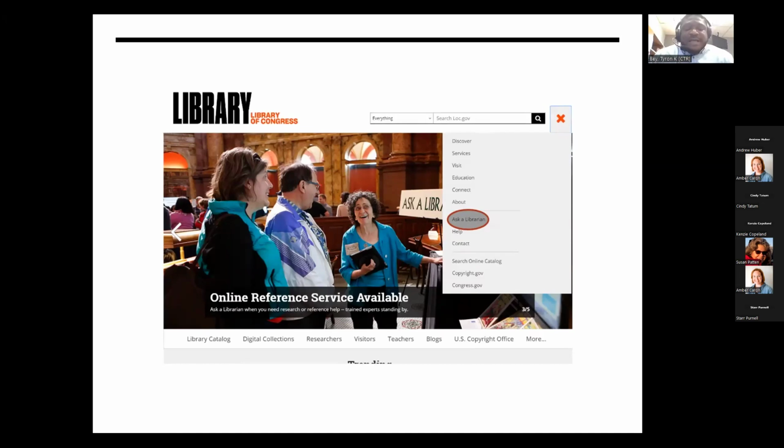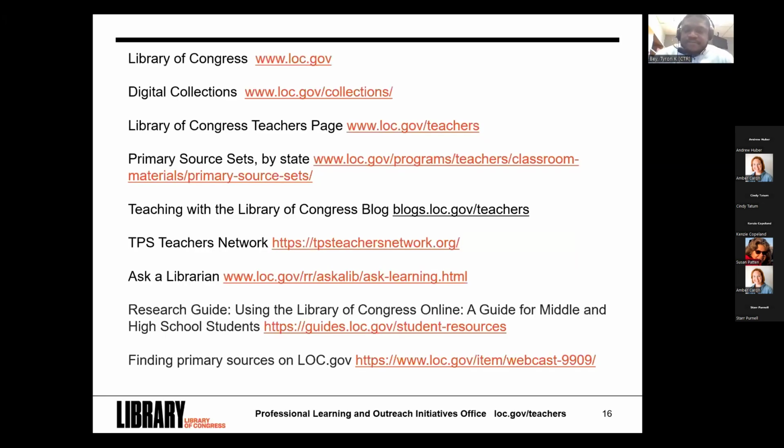And that's why I love Ask a Librarian, because if you get stuck with navigating the system, they are there to help out. So this here is our resource page. Pretty much everything that I went through today is here in the resources. Feel free to link into those at any time.